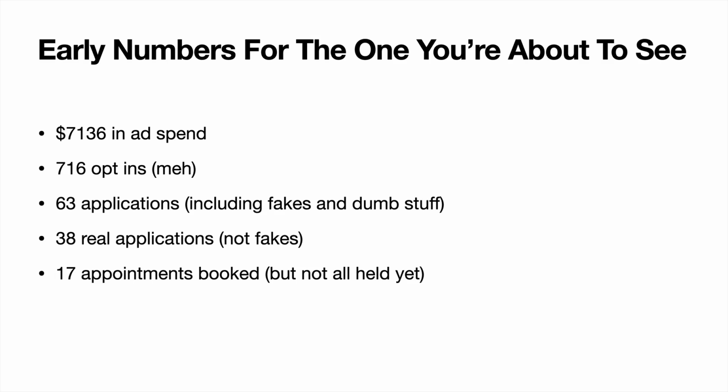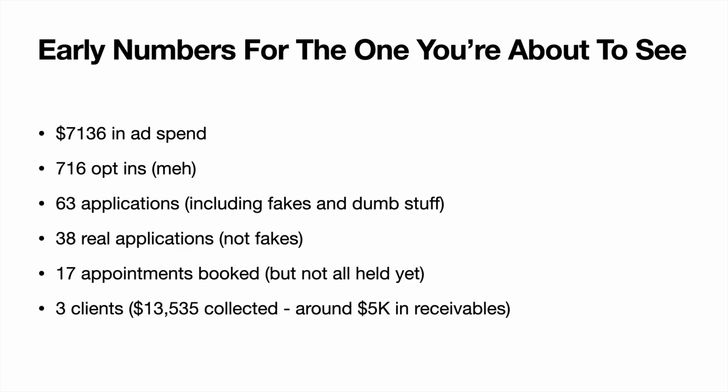So 38 real applications. 17 of those have booked, which is great. And they haven't all been held. So held means having the conversation. So we haven't spoken to all 17 of them yet, but we have sold 3. And that equals $13,535 in collected revenue and just around $5,000 in receivables that'll come in over a 60-day period. So we're pretty close to doubling the money already, and this has been going on for about 10 days. So I'm totally stoked with it.